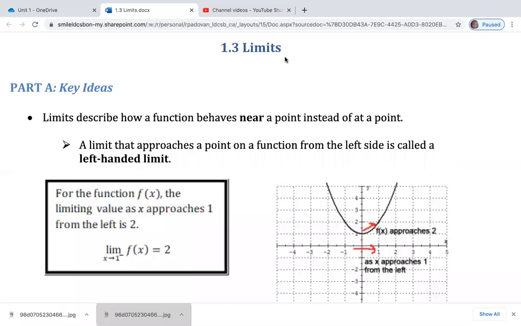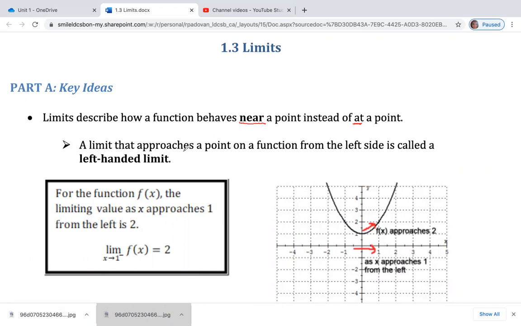Okay, let's look at limits. So some key ideas of limits. Limits describe how a function behaves near a point instead of at a particular point. So keep in mind, we're getting closer and closer to a point. We're getting near a point, but we're not actually at that point.